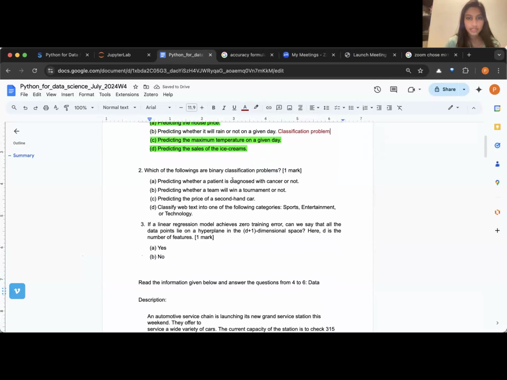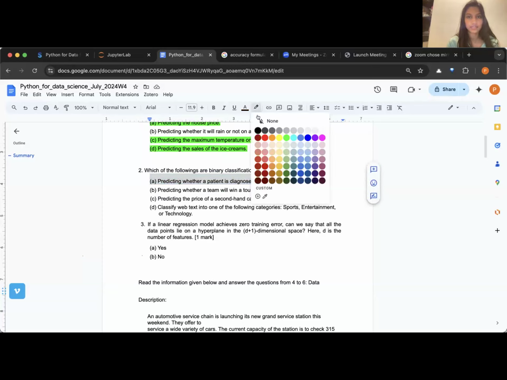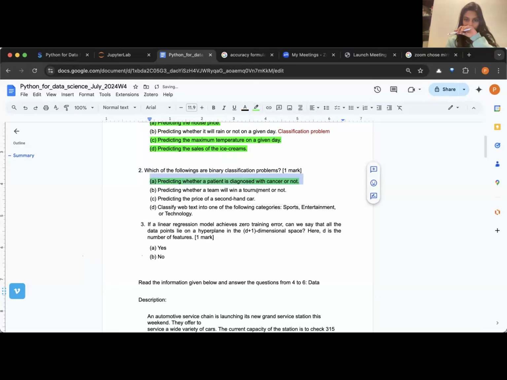Okay, now which are binary classification problems? What is binary classification? The outcome can fit into either of two categories. Predicting whether a patient is diagnosed with cancer or not, yes, it is a binary classification problem. Whether a team will win a tournament or not, yes or no, again, it is binary. Predicting the price of a second-hand car, this is a regression problem. It is not even a classification problem.